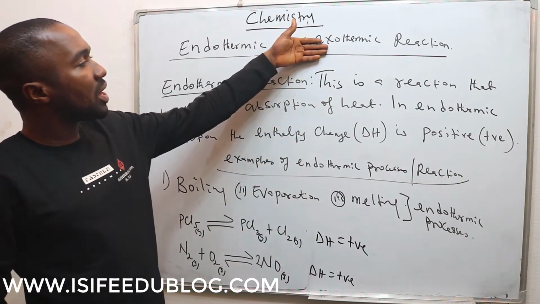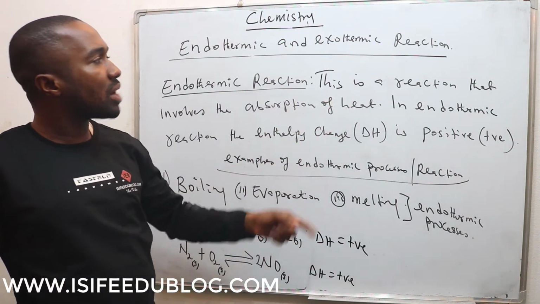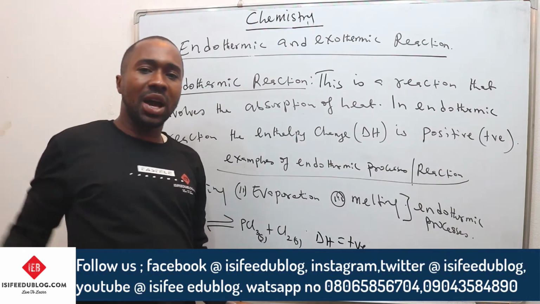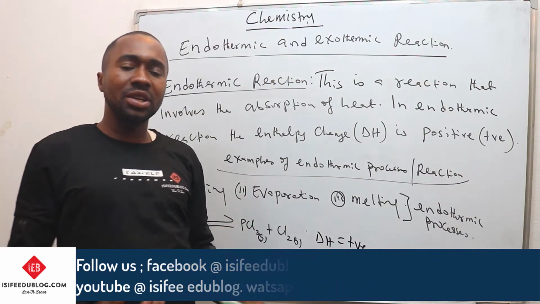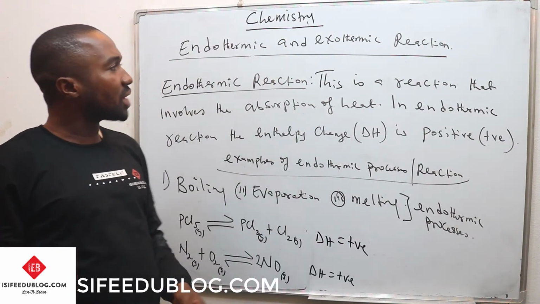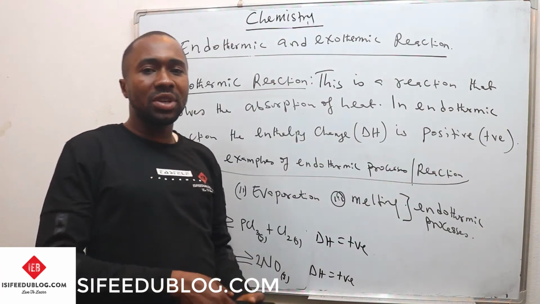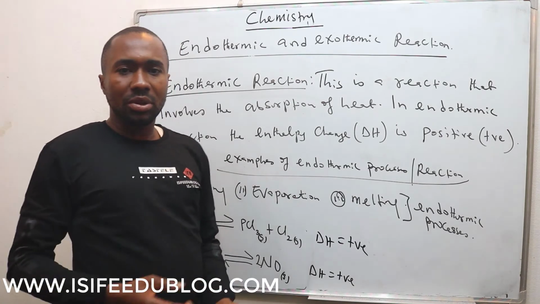Then the next is exothermic reaction. When we are talking about exothermic reaction, it's a direct opposite of endo. Exo has to do with outside. Heat is given out, but endo has to do with inside. Heat is absorbed inside. So when we are talking about exothermic reaction, it's a reaction that involves the evolution of heat. Heat is given out.